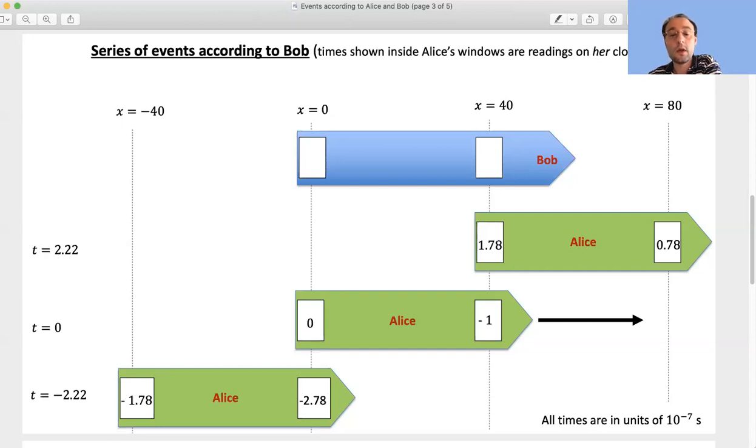Or we can also realize that that event is x prime equals 0 in Alice's frame. It's at the back of her ship. And t equals 2.22 times 10 to the minus 7 seconds in Bob's frame. And so we can find t prime. So I encourage you to try and fill in all these numbers and try to see how it works. I might make this into a homework problem, just to practice using Lorentz transformations and thinking about what they mean.